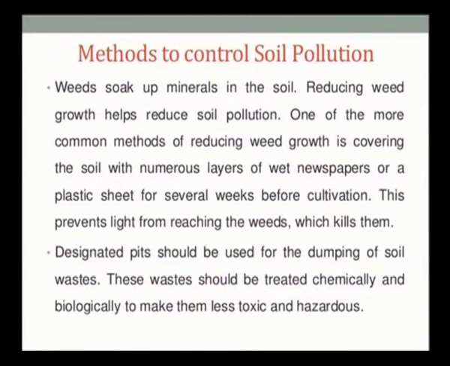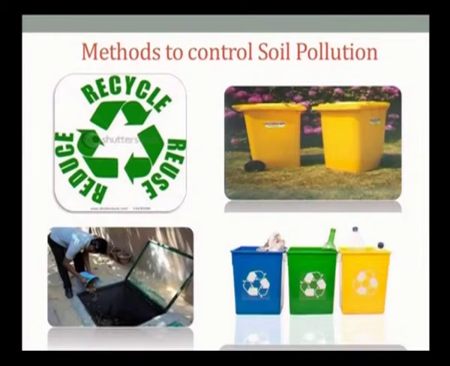One of the more common methods of reducing weed growth is covering the soil with numerous layers of wet newspapers or a plastic sheet for several weeks before cultivation. This prevents light from reaching the weeds, which basically kills them. Designated pits should be used for dumping of soil waste. These wastes should then be treated chemically and biologically to make them less toxic and hazardous.